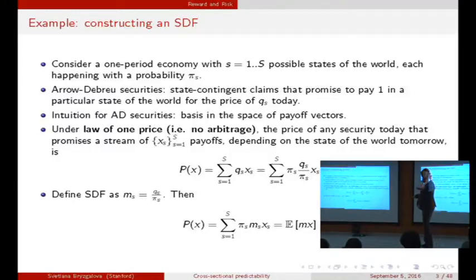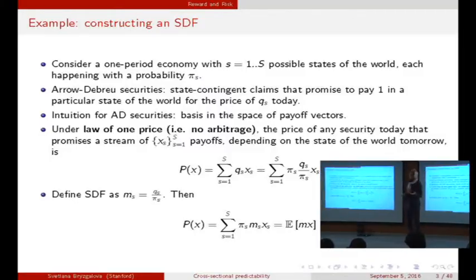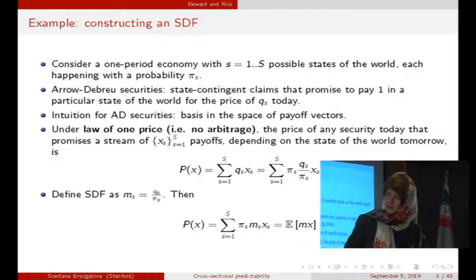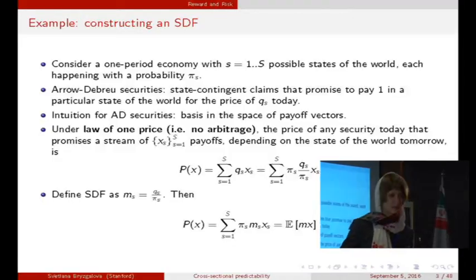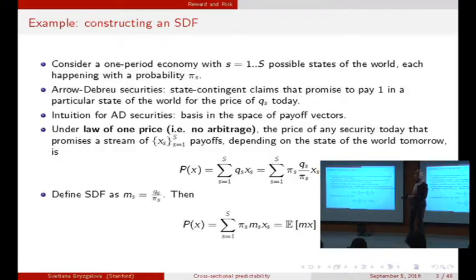But look at this quantity from a simple theory of probability perspective. Okay, this is basically nothing more than the expected value of a random variable that takes the values m_s multiplied by x_s in different states of the world, and each of those states comes with a weight which is exactly the probability with which it's going to happen. Okay? So therefore, this is nothing more than just the expected value of m multiplied by x. So this m that I have introduced as the ratio of the prices of Arrow-Debreu securities and the physical probabilities with which particular states are going to happen is the stochastic discount factor.